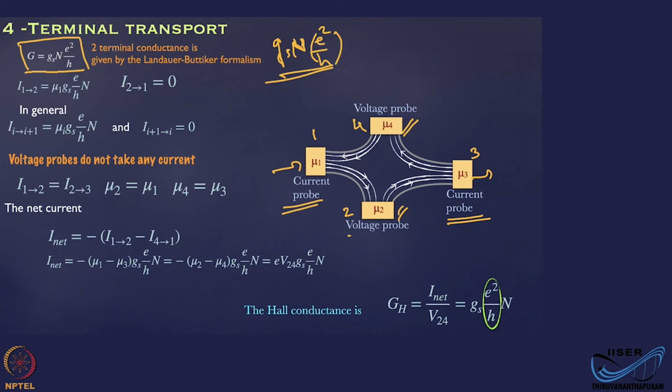All right, now the current from contact 1 to 2 is given by mu1, whatever the voltage or chemical potential, then the degeneracy, e by h, that is the conductance by the Landauer formalism, and the number of channels.